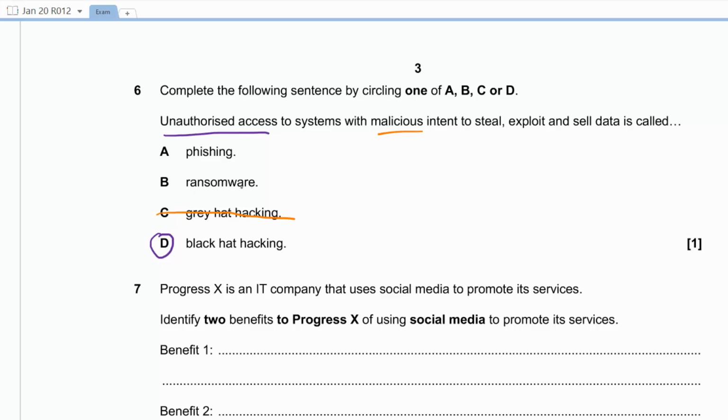And ransomware is not so much about stealing or selling data. Usually it could be, I suppose, but it's usually not. It's usually just about getting a ransom, getting some money in order to unlock some data. So the answer is black hat hacking. A and B, it's a little bit more nuanced, but the answer should be D.